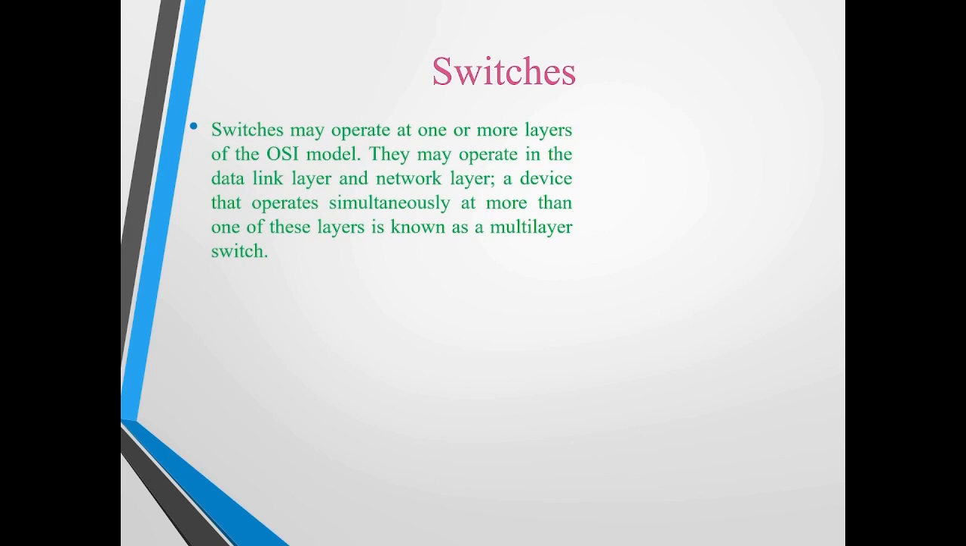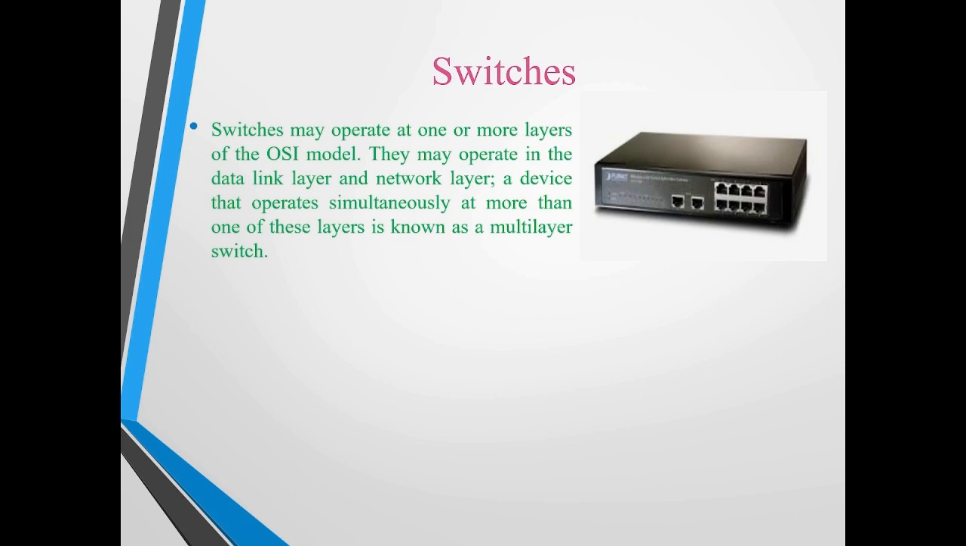Okay, so switches may operate at one or more layers of the OSI model, and they may operate on the data link layer and network layer. A device that operates simultaneously at more than one of these layers is known as a multi-layer switch. Means how does it look? It looks like this. Okay, this is one kind of switch, as you could see in another picture of the switches, right? So this is one kind of intelligent device, right?